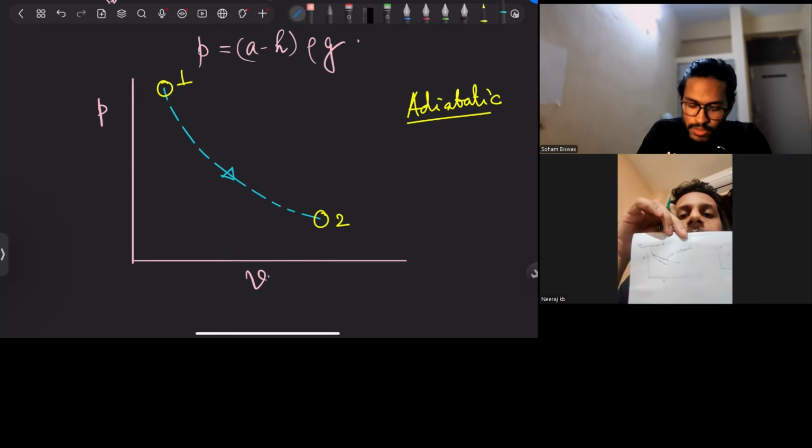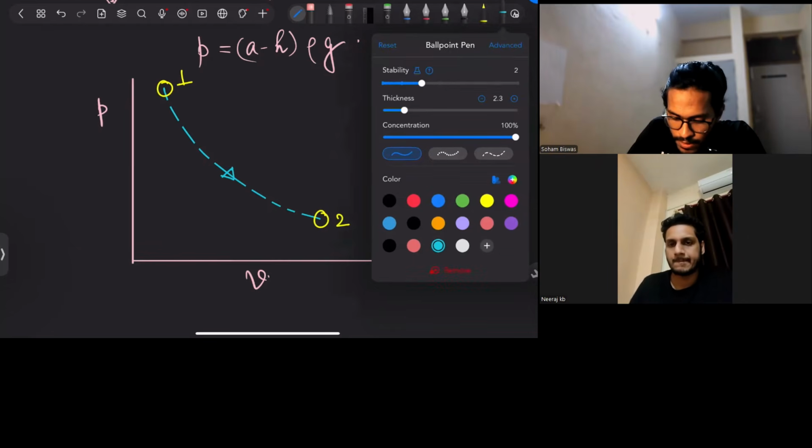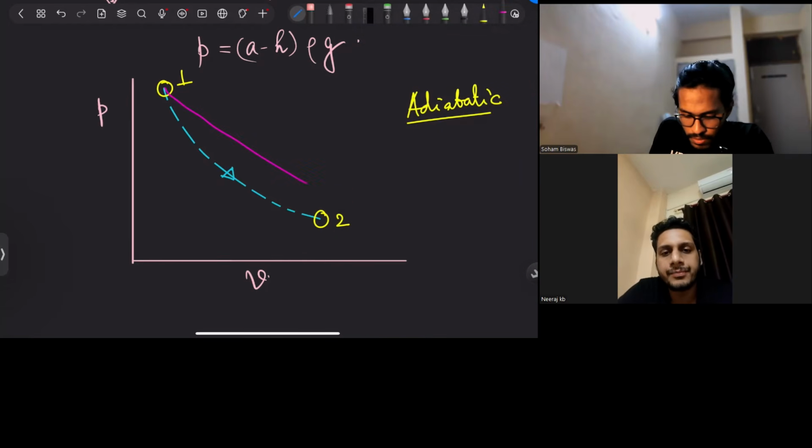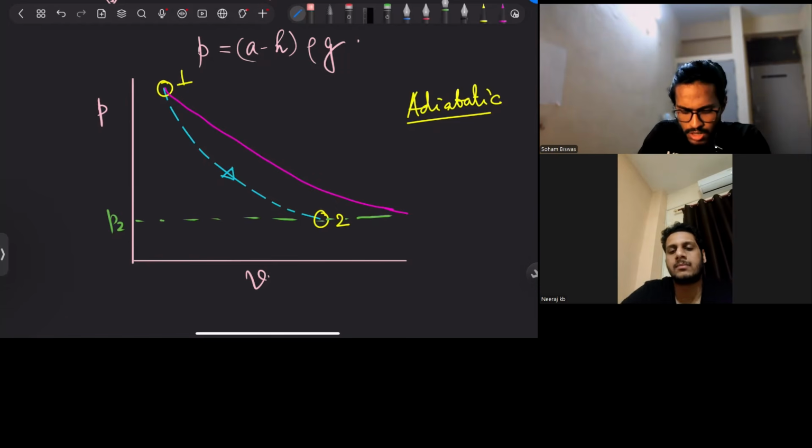Okay, so you have drawn it something like this. I will also draw. And these two are having the same P2. So actually you have drawn that the final isothermal volume is more than the adiabatic volume. Why is it so? Can you explain physically?